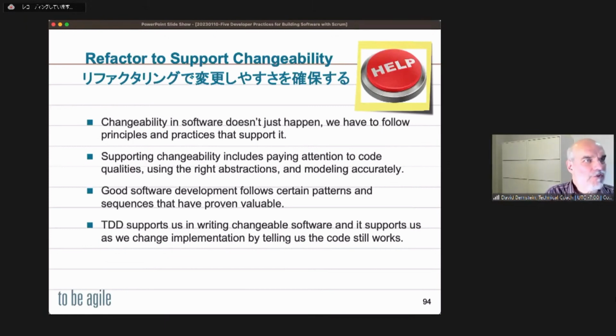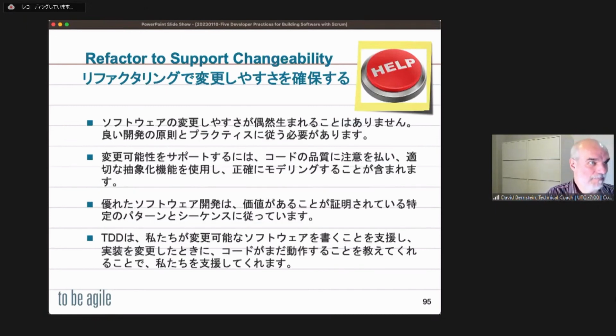And we want to refactor to support changeability in our code so that we can basically make changes to our code without the fear of breaking many things.